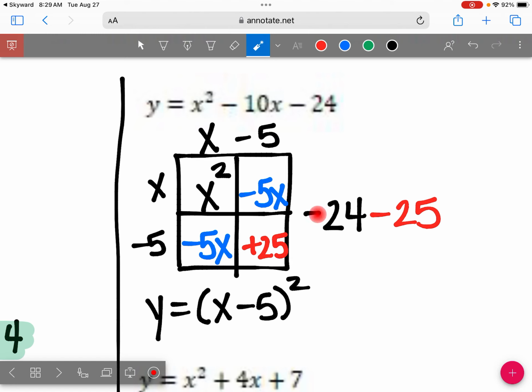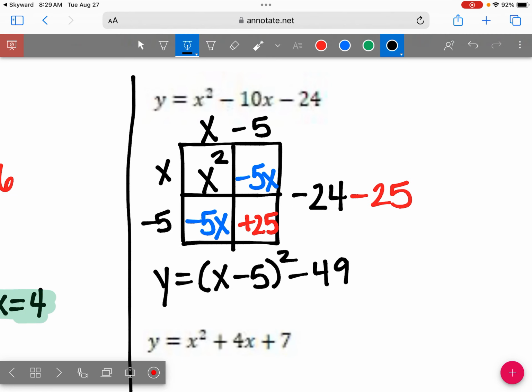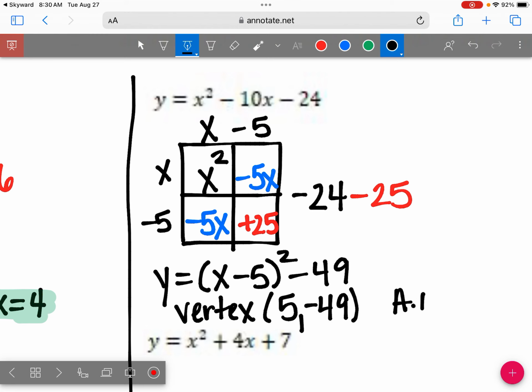Pick up your calculator. Type in -24 minus 25. -49. Okay, so that's your equation. Your vertex is opposite. So instead of a -5, we have a +5, -49. And the axis of symmetry is at x equals 5.